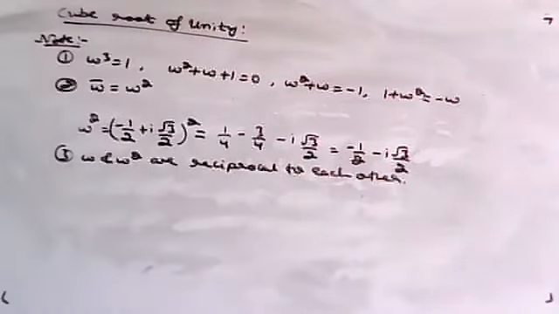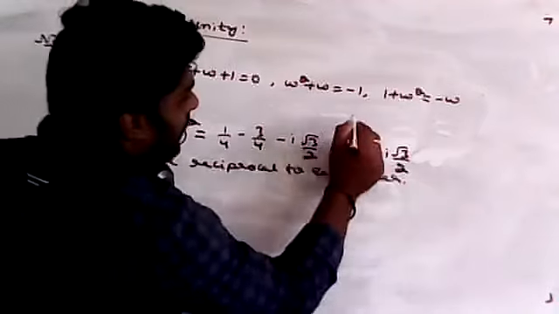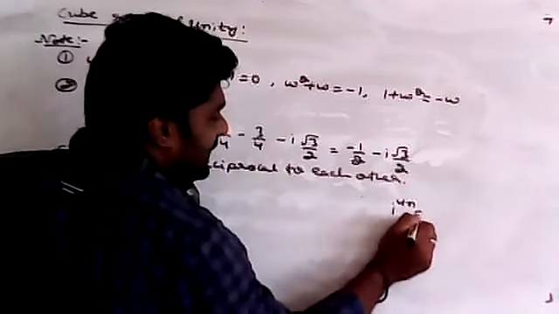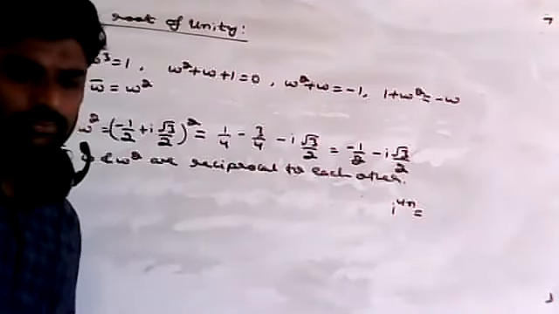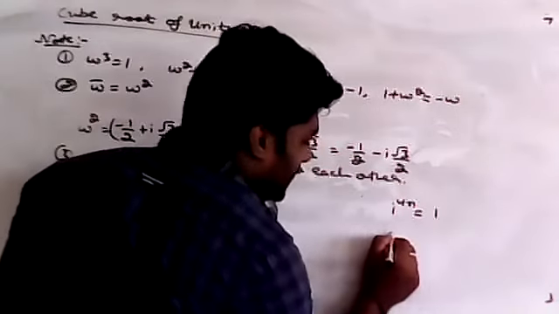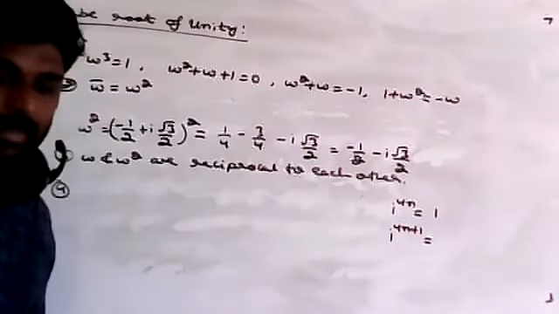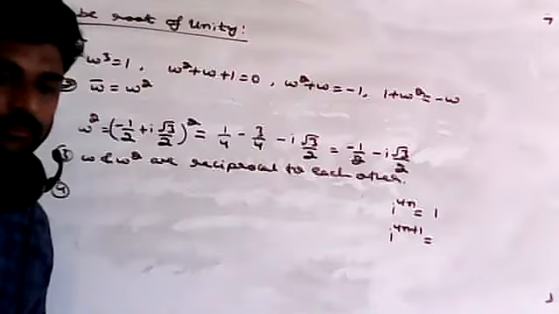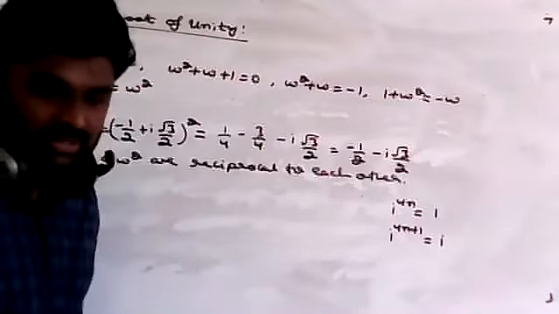Reciprocal to each other. In the same way, as we wrote before, what is i to the power of 4n equal to? Is 1. Good. Then i to the power of 4n plus 1 is what? It is i, correct?